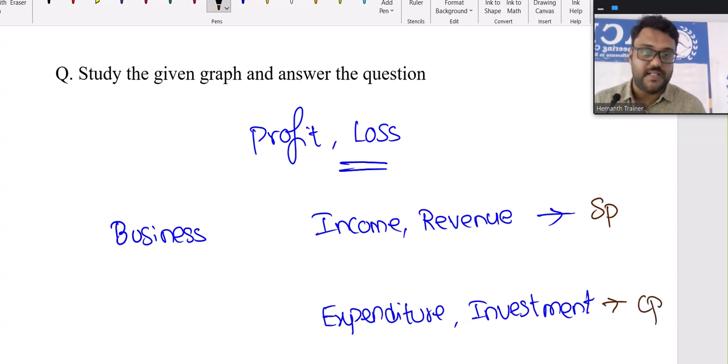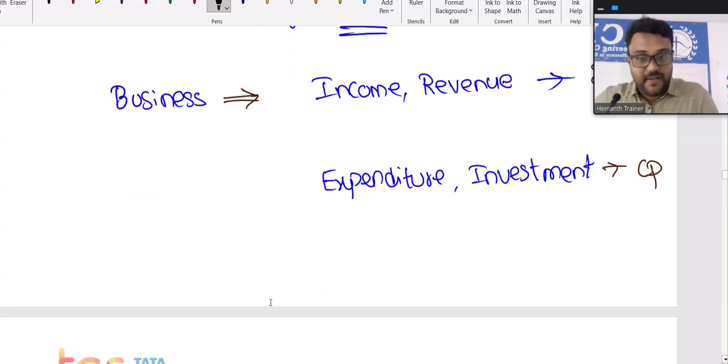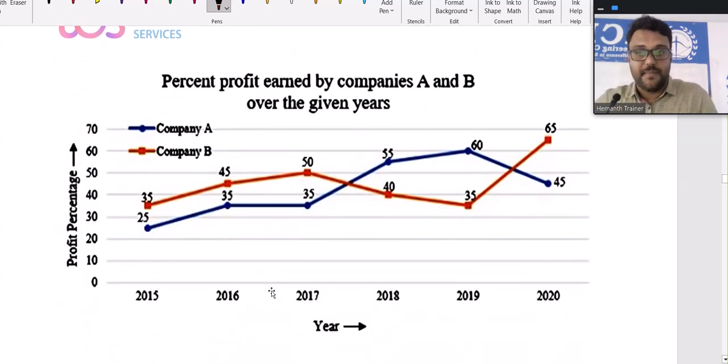Expenditure and investment mean cost price. These are the terminologies with respect to business. We know selling price and cost price in the profit and loss topic. When you see words like income or revenue in the question, it's related to selling price. If we see anything related to expenditure or investment, it's related to cost price. In the GATE exam also they asked two questions previously with these terminologies. In fact, this is the last question from TCS.